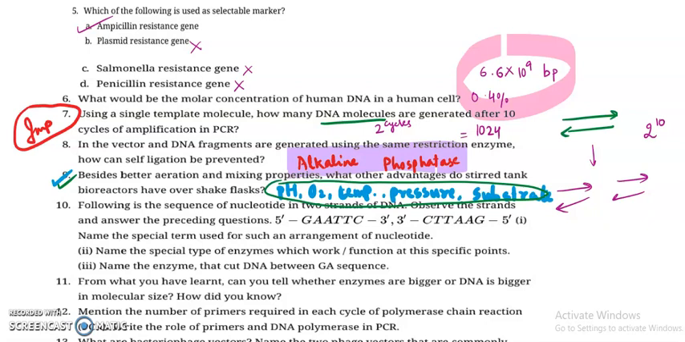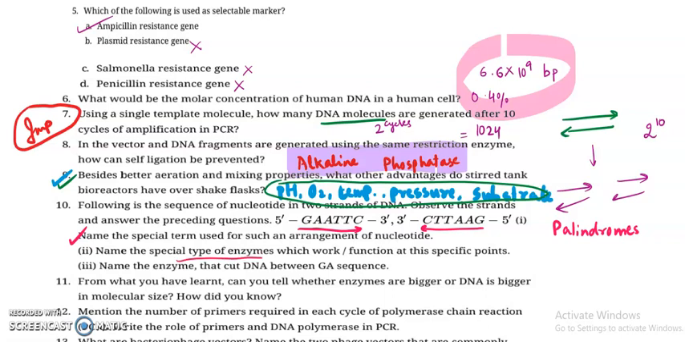Next question is, the following is the sequence of nucleotides in 2 strands of DNA. Observe the strands. They are given here. Now, name the special term used for such an arrangement of the nucleotides. Now, if you look into the nucleotides, as you move here, it is GAATTC, and as you move on the other strand, it is GAATTC. Such mirror images have got a special term, which is known as palindromes. So the answer to this will be palindrome.